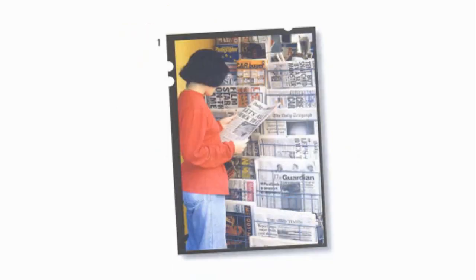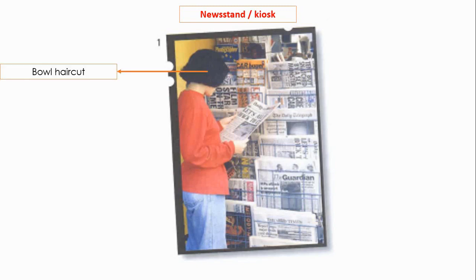Let's start right away in picture number one. This lady here has an interesting haircut. She is, by the way, I forgot that part, in a newsstand or in a kiosk. That's the place where she is. It's a place where newspapers and also magazines are sold. Remember, newsstand and kiosk. Can you say that? Newsstand, kiosk. Good job.